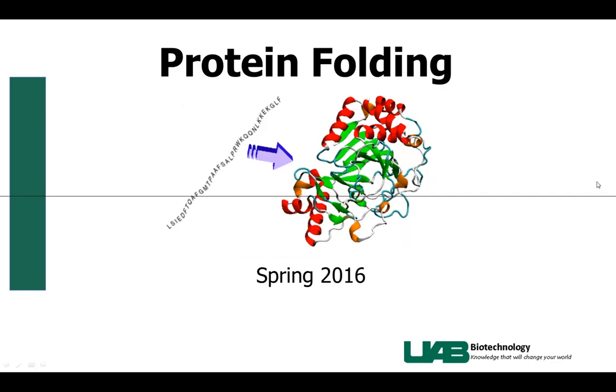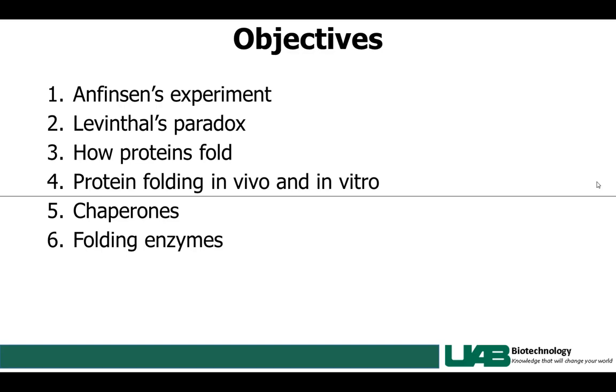Our lecture for today is on protein folding. Our objectives are as follows. We will look at Anfinsen's experiment, which is a hallmark experiment in protein folding that occurred in the late 1950s. Then we're going to follow that up by looking at Levinthal's paradox that kind of led us to understand a little bit about what the third objective is, and that is how proteins fold.